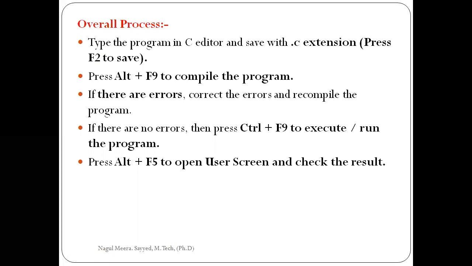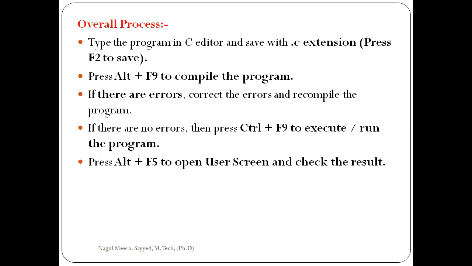What is our next step? Press Alt plus F9, which is available on our keyboard. Whenever we press Alt plus F9, our program compilation starts. What is the meaning of compilation? In compilation, our programs are checked for errors. If there are any errors, they are displayed and then we correct them. If there are no errors, our output is displayed.